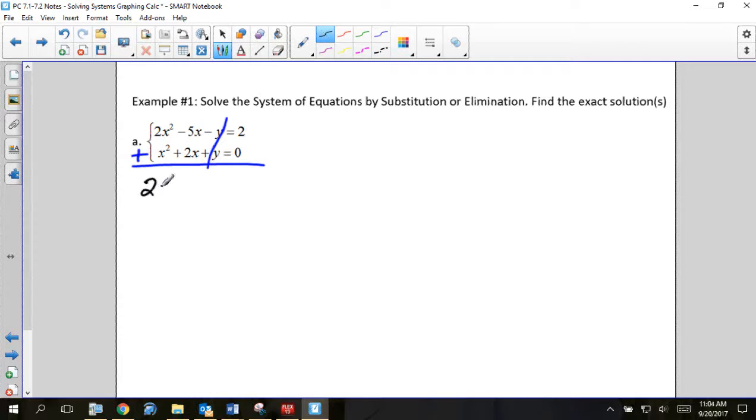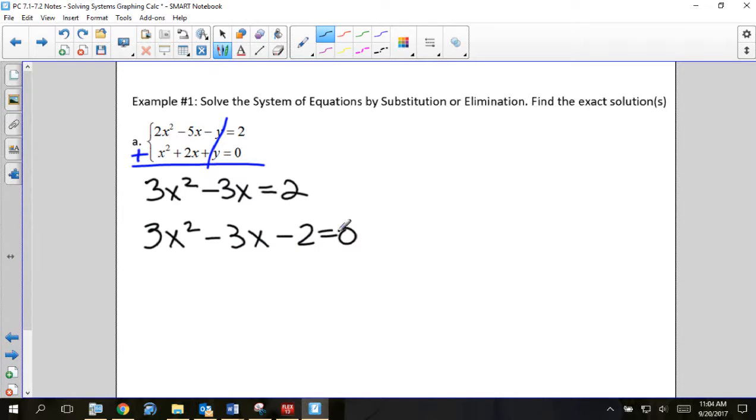So we get 2, nope, just kidding, can't add. 3x squared minus 3x equals 2. So we completely eliminated the y's. So now we can solve for x. How do we solve for x when you have an x squared and an x? Not yet. Set it equal to 0. That's the first step. Set it equal to 0. So move that 2 over.